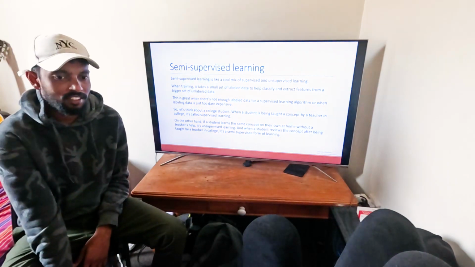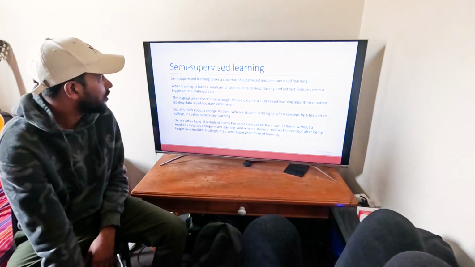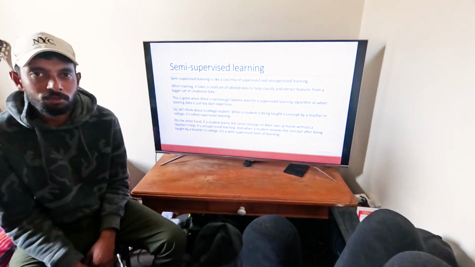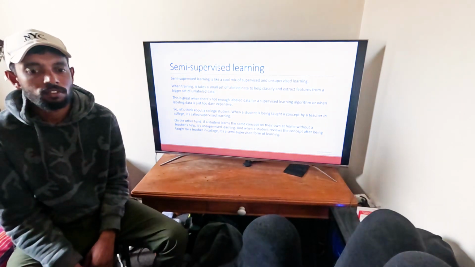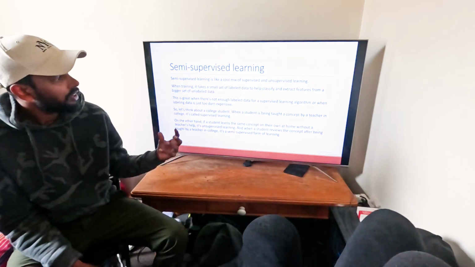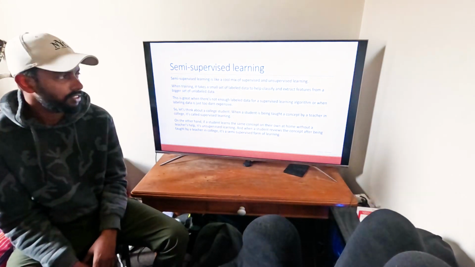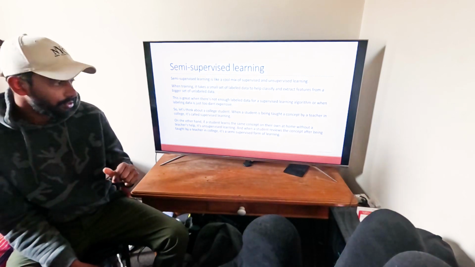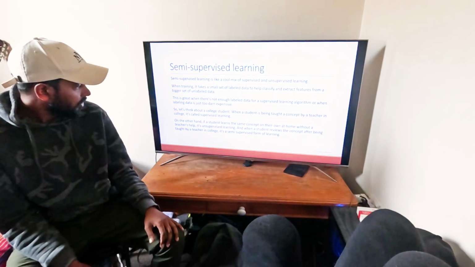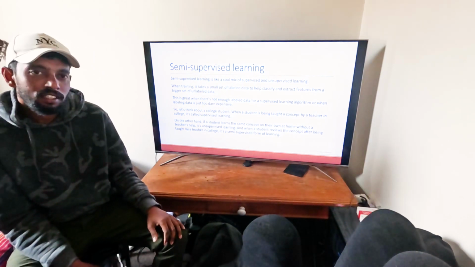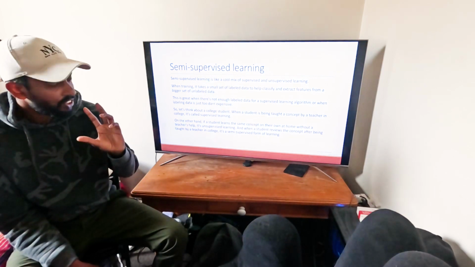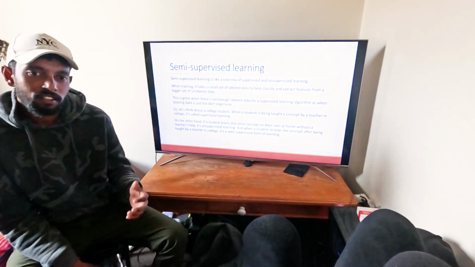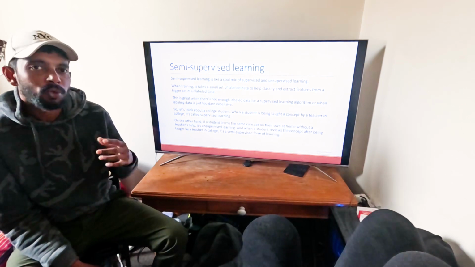So let's categorize what we have covered up to now. Let's think about a college student who studies in college, being taught by a teacher. This is the way we introduce supervised machine learning. On the other hand, a student learning the concepts without being taught by a teacher, at home, is unsupervised machine learning.